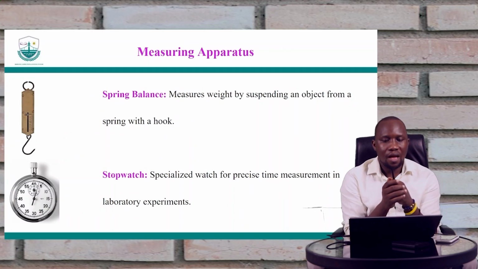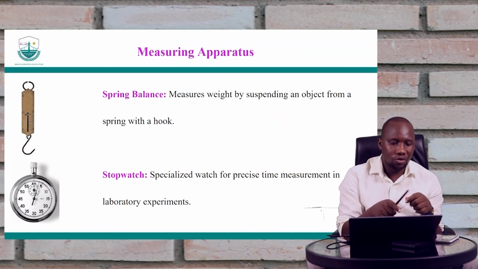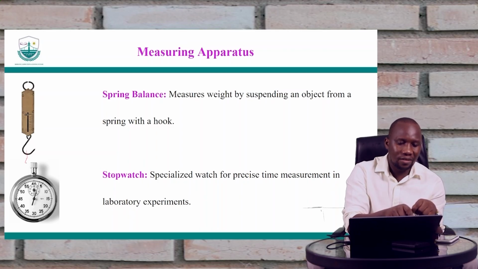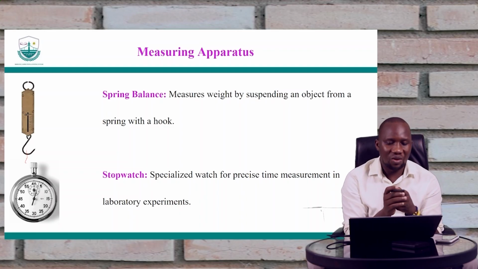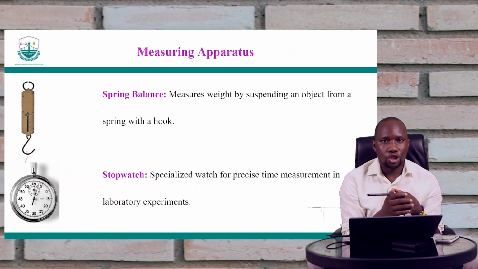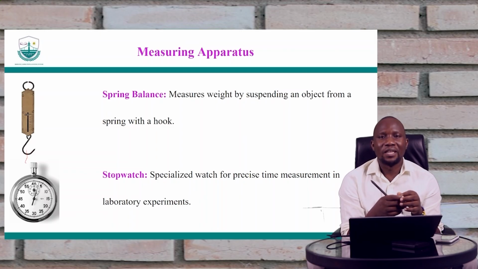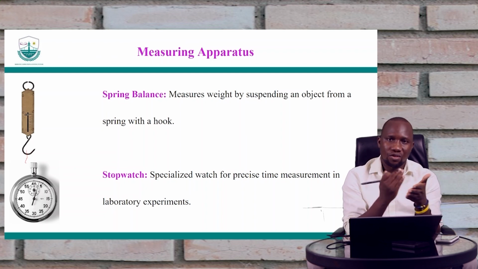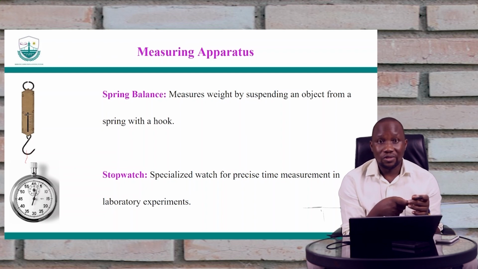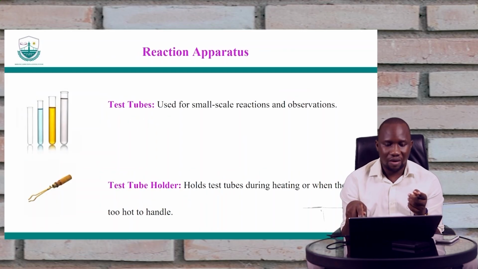Okay. Another weighing tool is the spring balance. You put what you want to weigh here, you hang it, and then the thing will move along the graduation. Then you pick the mark and note it down. And then we have the stopwatch. There are some experiments that you will be doing that will require you to determine, for example, how much gas is released in 5 minutes. So the 5 minutes, you need to time that. When the timing stops, then you stop and then take the measurement. You use a stopwatch to do such kind of experiments.